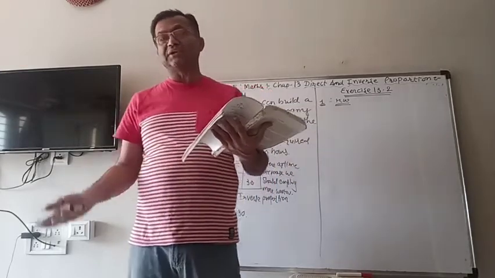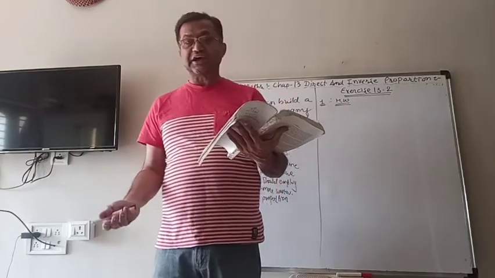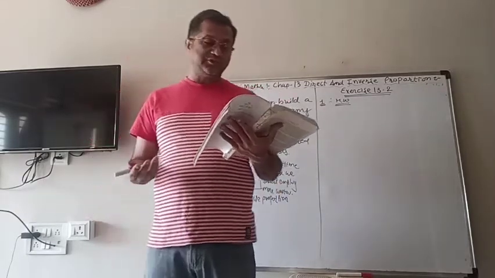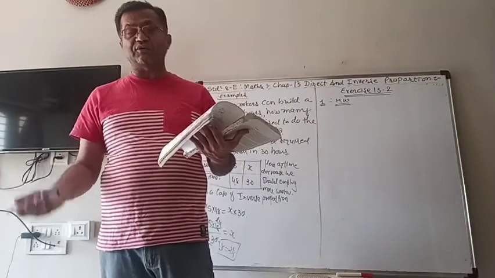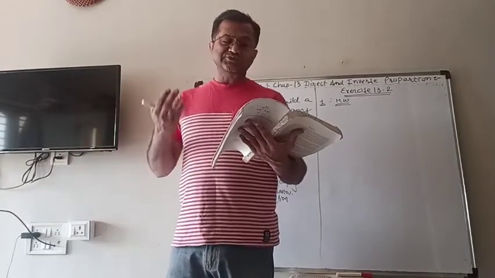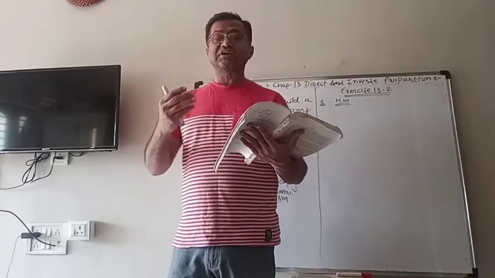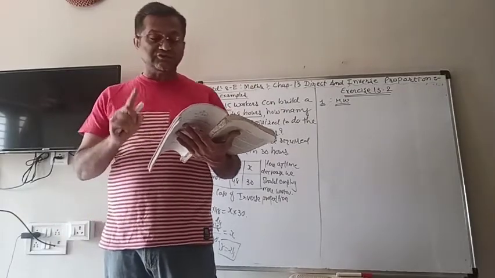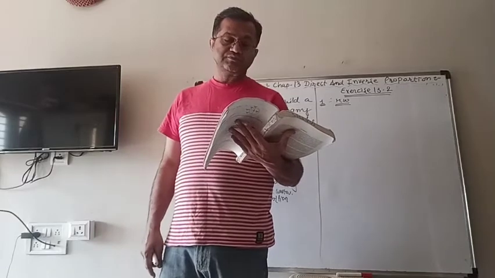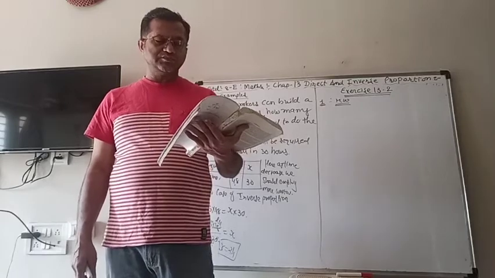First is the number of workers on a job and time to complete the job. Obviously, more workers, then less time. So it's an inverse proportion. The time taken for a journey and the distance traveled in uniform speed. So now, if the speed is uniform, then for more distance the time taken for the journey will be more. So here it is not inverse proportion, but it will be direct proportion. So as you can see, you will be able to do it by yourself.